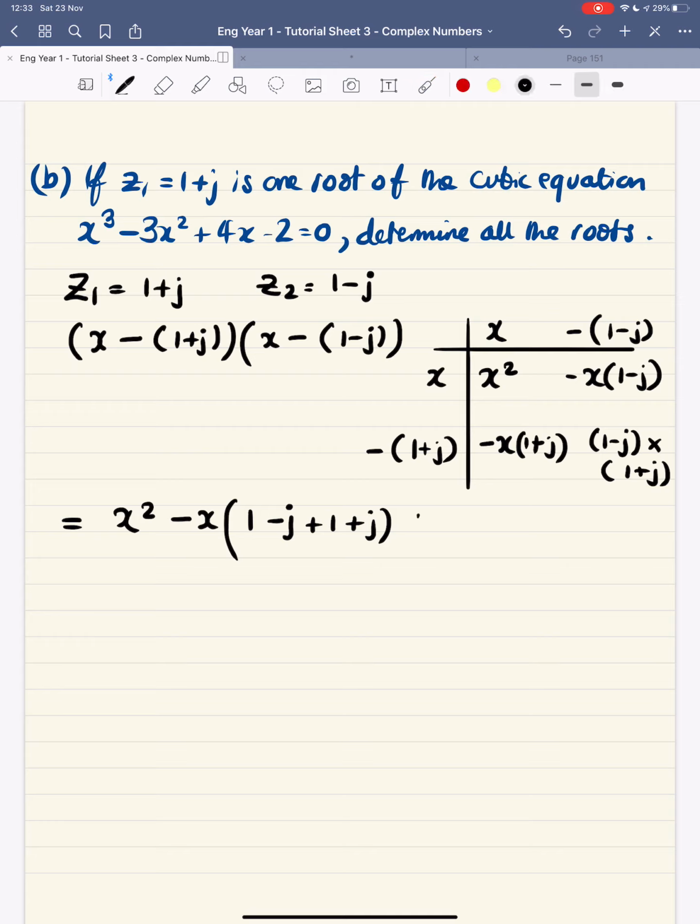And then this is going to be 1 minus j times 1 plus j, which is going to be 1 minus j plus j minus j squared. So what I've done there is 1 times 1 is 1, minus j times 1 is minus j. So I've done both of these times 1, then I'm going to do both of these times j. 1 times j is j, and minus j times j is minus j squared.